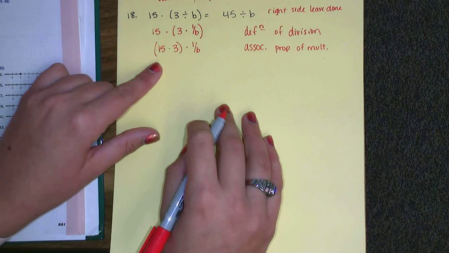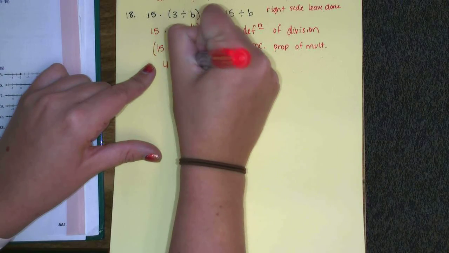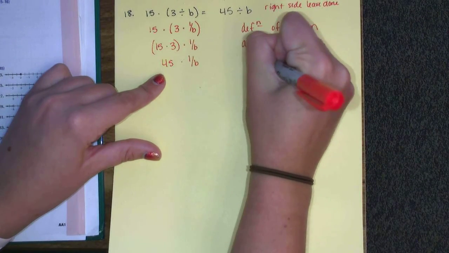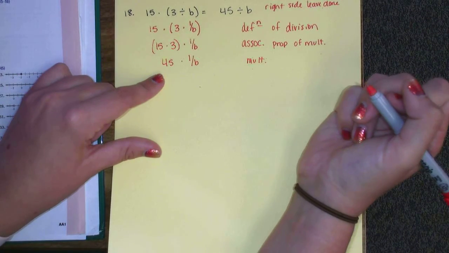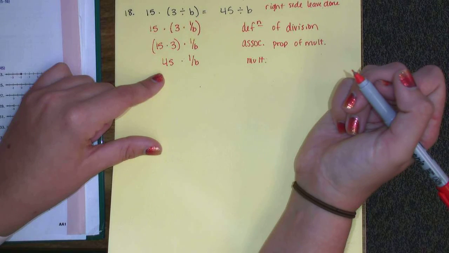Okay, now I can multiply inside this parentheses, which is 45, and then I still have times 1 over b, and then the reason would just be multiplication. And I know these seem weird now, but I promise they do get easier.